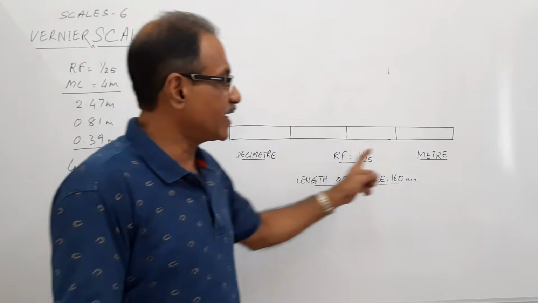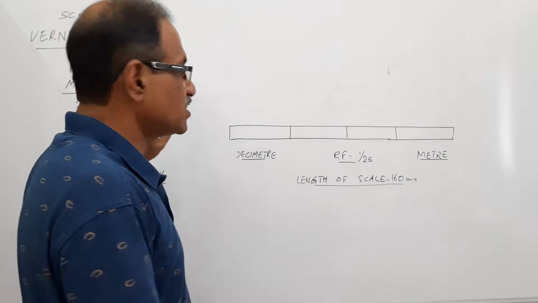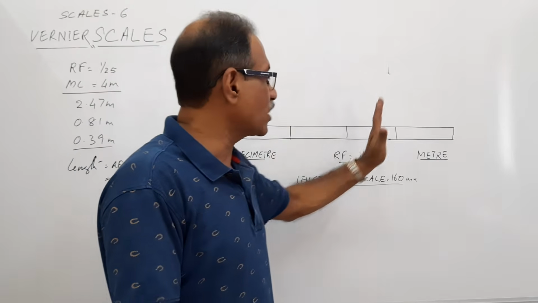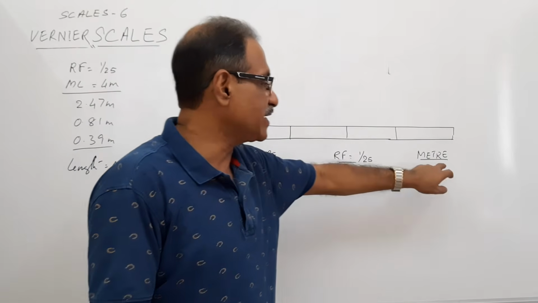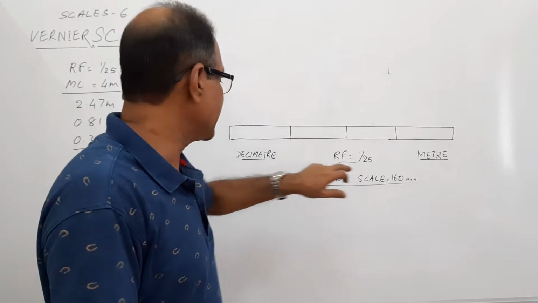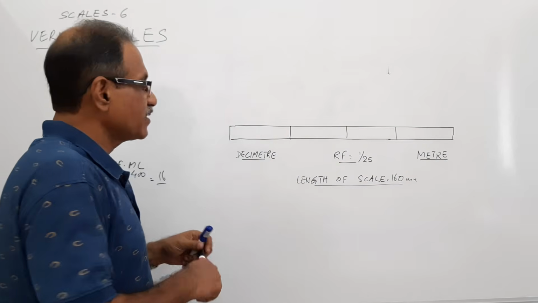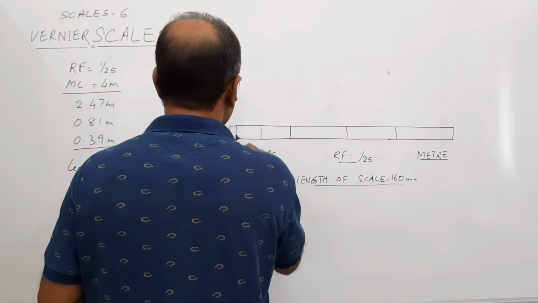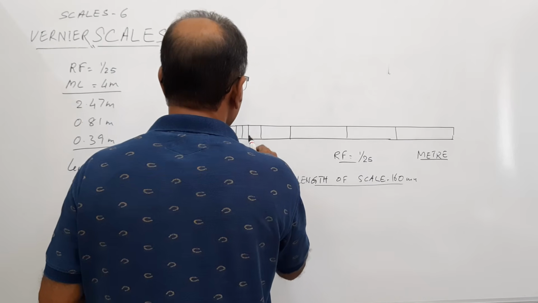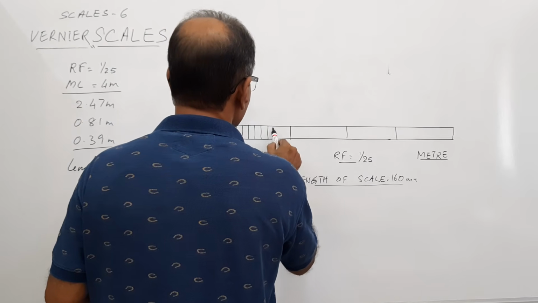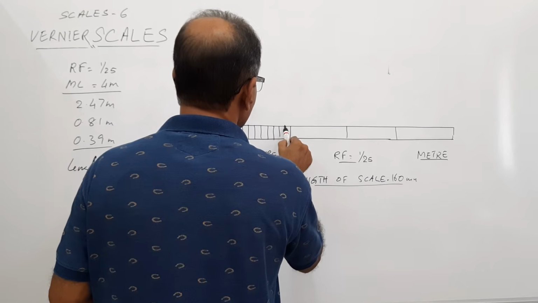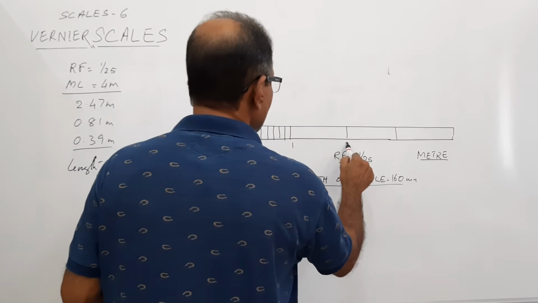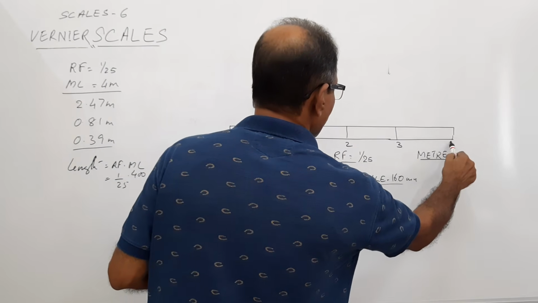I draw a rectangular strip, 16 centimeters long and about 1 centimeter wide, and divide it into 4 equal parts, and write meters on the right side, RF at the center and decimeters on the left side. I divide this into 10 equal parts because 10 decimeters make 1 meter. And write 0, 1, 2, 3, 4.